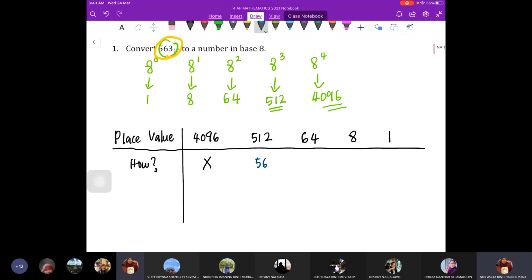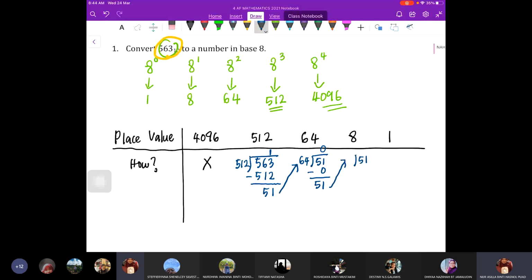So 563 divide with 512. So dia akan jadi 1, 512. You akan dapat remainder 51. So bawa ke atas. So 51 you divide dengan 64, kosong lah. Kosong. You cannot do anything. Okay. And then bawa naik atas.